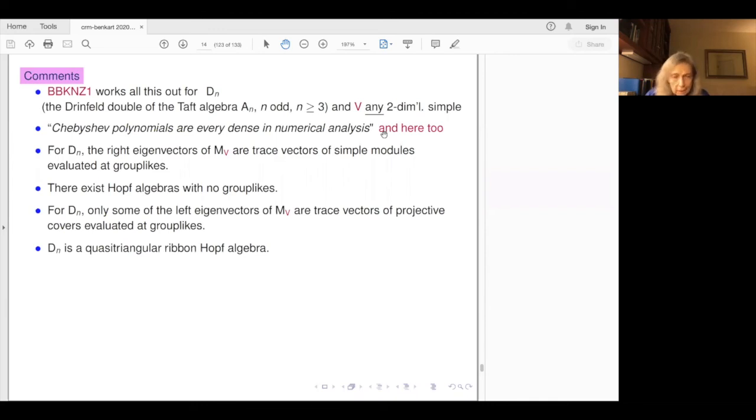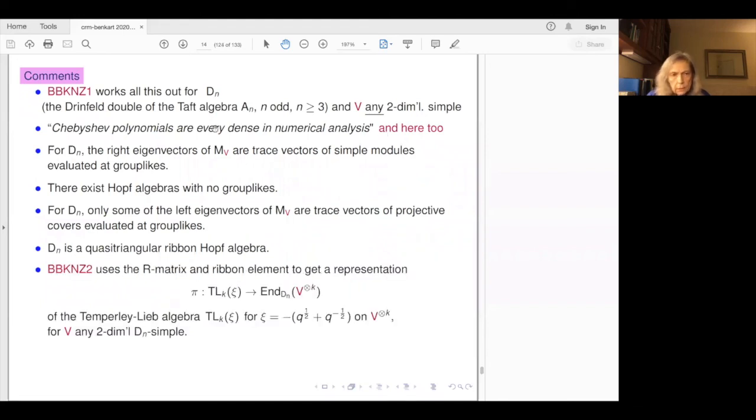D_n is a nice Hopf algebra. It's quasi-triangular. It's a ribbon Hopf algebra. So it does satisfy the hypotheses of the Cohen-Westreich paper. So in our second paper, we use the R matrix and the ribbon element to get a representation of the Temperley-Lieb algebra. And the same parameter comes up for all of the two-dimensional simple D_n modules.